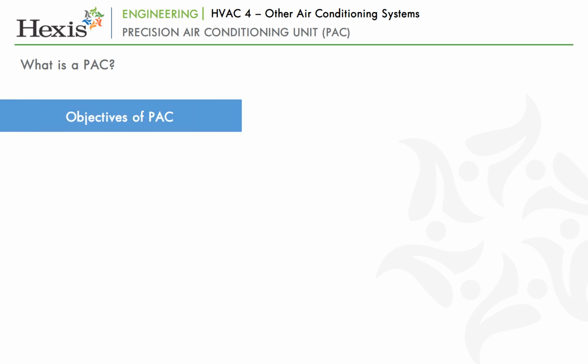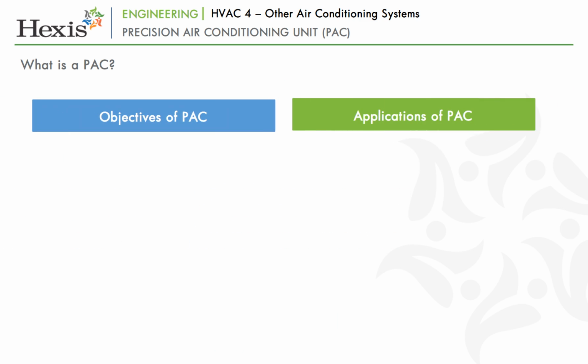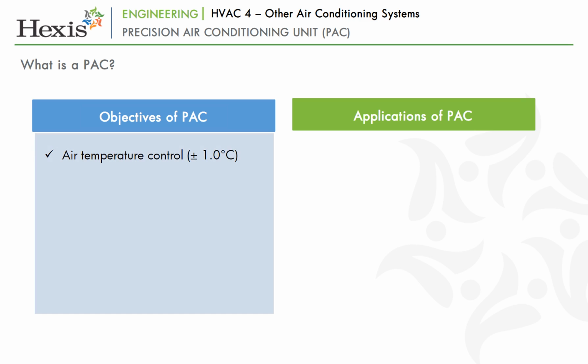Let's learn about the objectives and applications of PAC. Precision air conditioners are designed specifically to meet the following objectives to be achieved with a very high degree of reliability. Air temperature control plus or minus 1 degree centigrade.